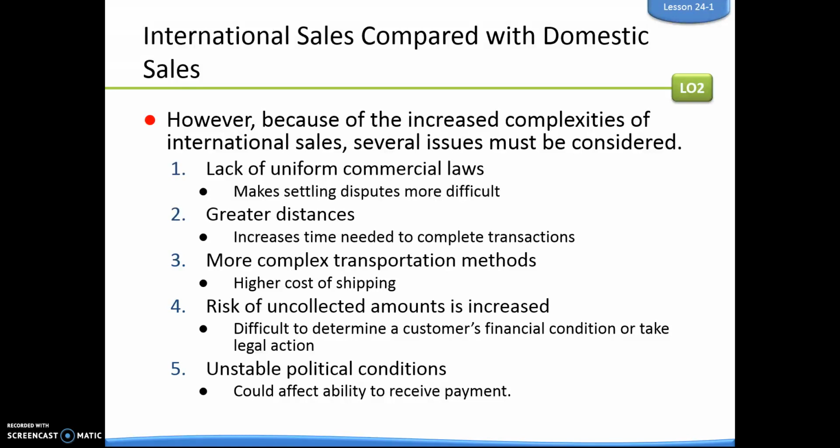There is always a risk of uncollected amounts, and that goes higher when we're talking about internationally. It could be difficult for us to determine a customer's financial condition, or if we need to take legal action, we would be crossing over international borders. And then we also could have unstable political conditions, which could affect our ability to receive payment or make payments.